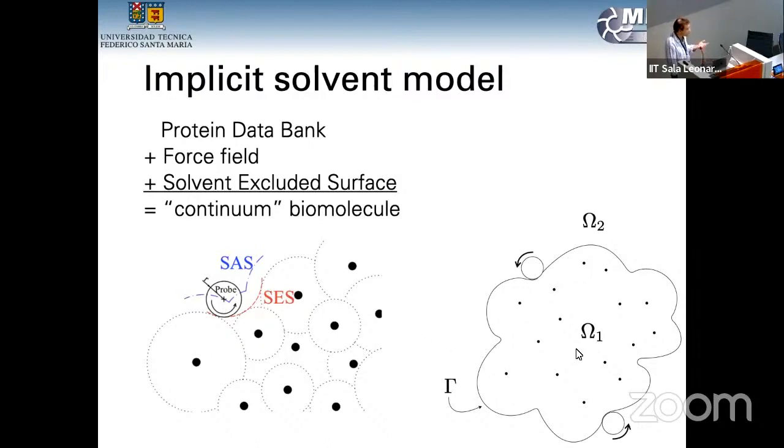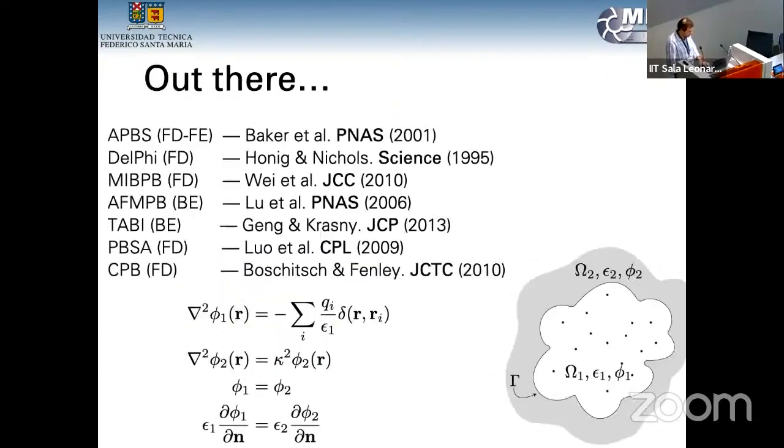And so we have two regions: an internal region where we have a low dielectric constant and the point charges, so a classic Poisson equation of electrostatics. And then you have the interface, and outside, the Poisson-Boltzmann equation. And this boils down to this system of PDEs down here. So the Poisson equation on the top, Poisson-Boltzmann on the bottom, and interface conditions at the molecular surface.